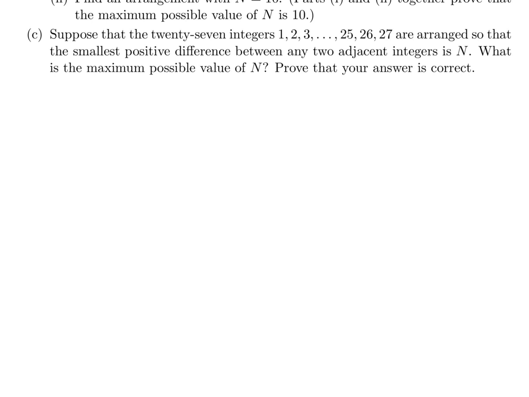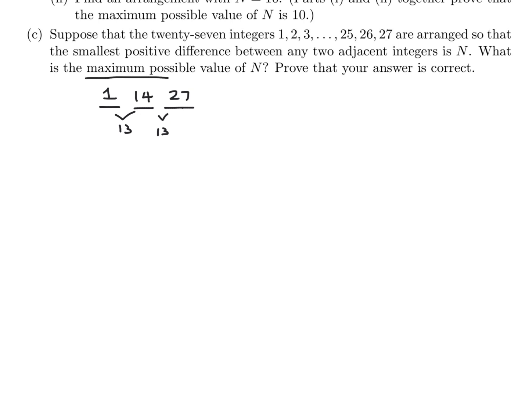Suppose that 27 integers are arranged so that the smallest positive difference between any two integers is n. What is the maximum possible value of n? All right. So same kind of story, I think, where you kind of take the middle integer, in this case it would be 14, and see what happens if you put extreme case scenario at the end. Well, if you do that, this difference is 13 and that difference is 13. So what does that prove? That proves nothing really.